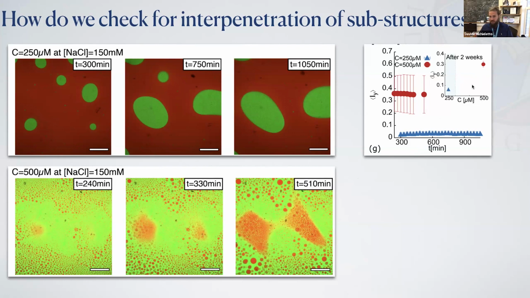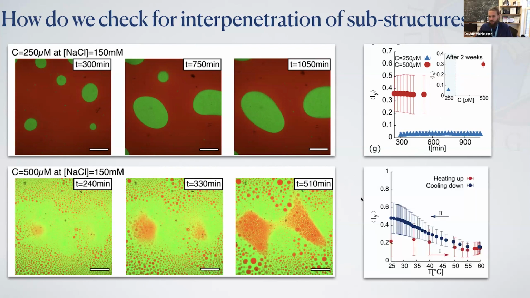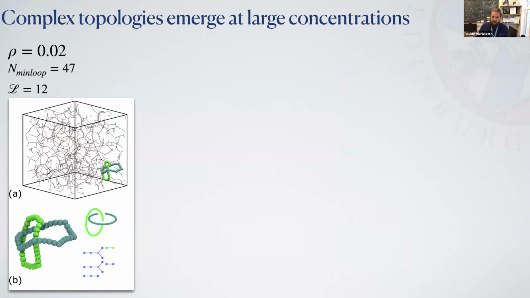hours or even weeks. We still have this yellow component here. They never fully phase separate like in this case. And we can also do heat cooling experiments, and they're very stable.